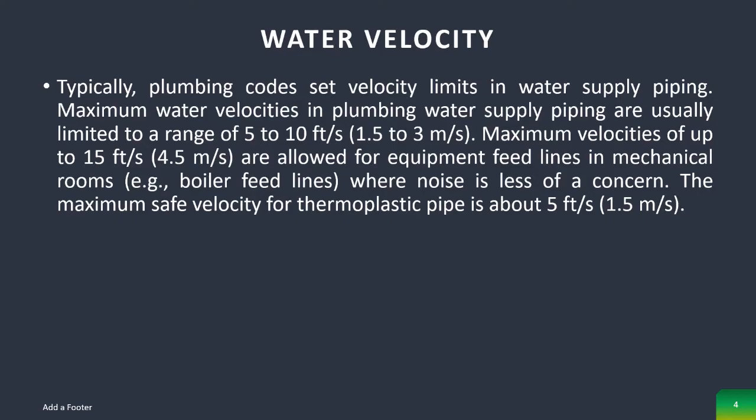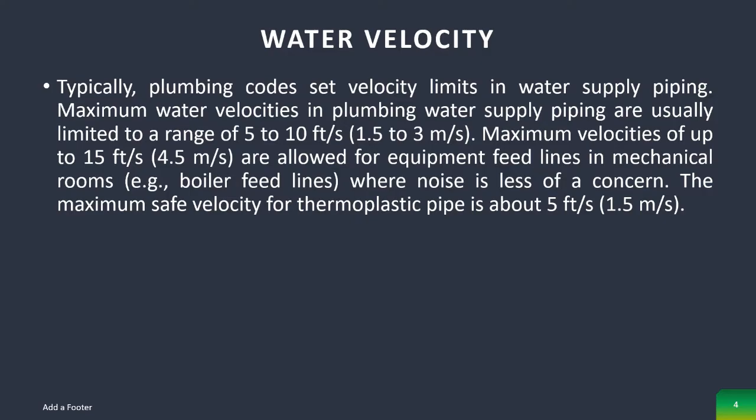Typically, plumbing codes set velocity limits, so this plumbing code stated is the International Plumbing Code. Set velocity limits in water supply piping. Maximum water velocities in plumbing water supply piping are usually limited to a range of 5 to 10 feet per second. Ito yung sinet na maximum water velocity ng International Plumbing Code.